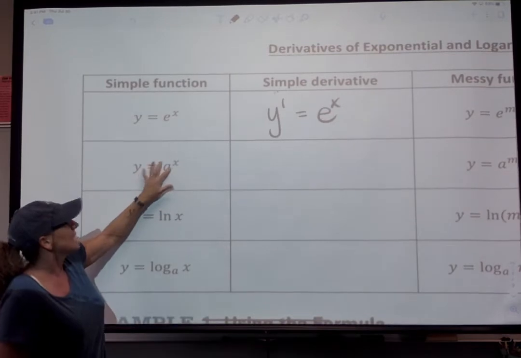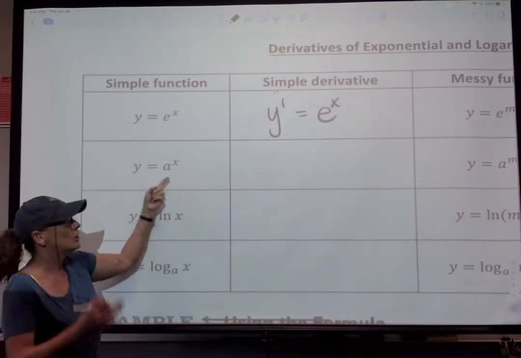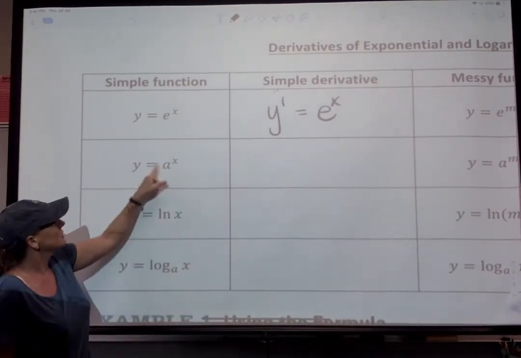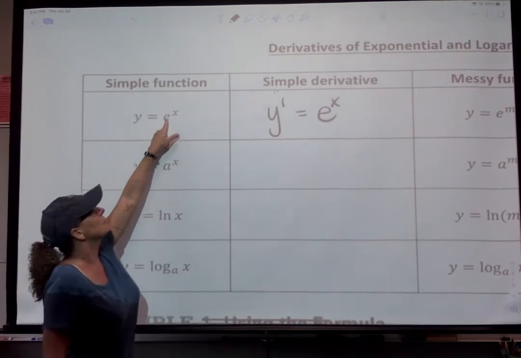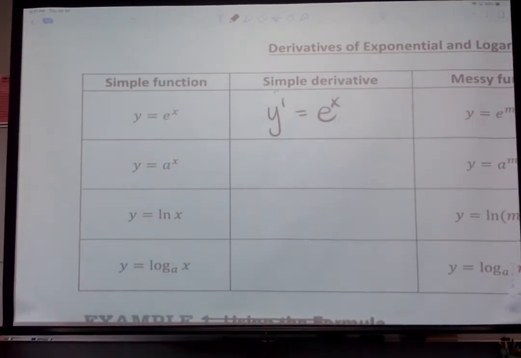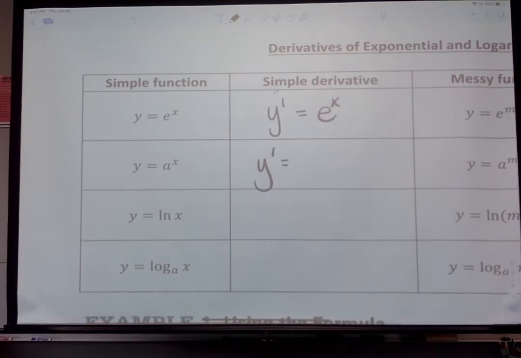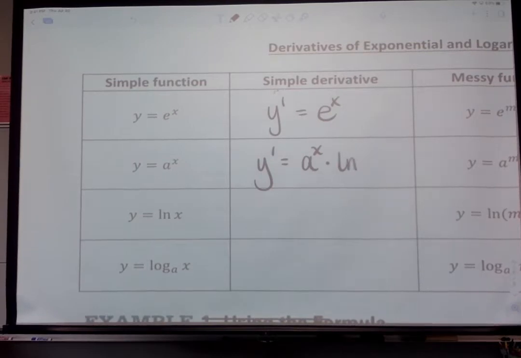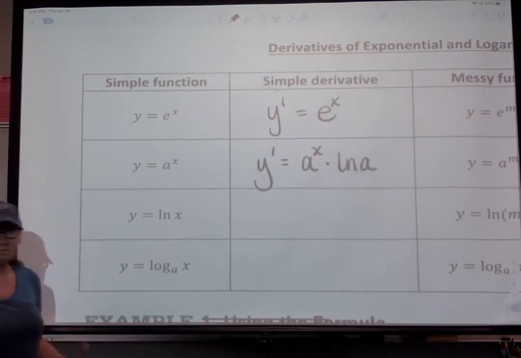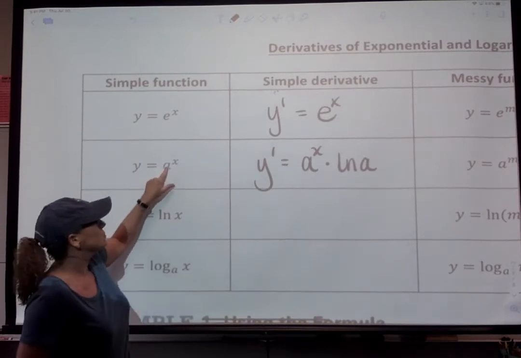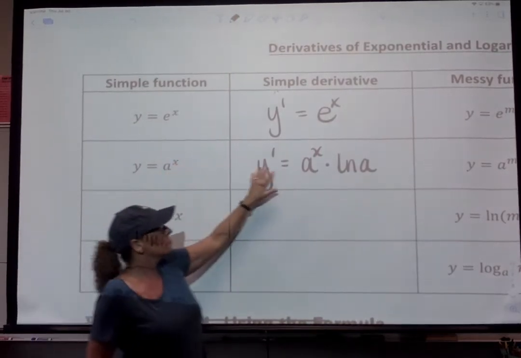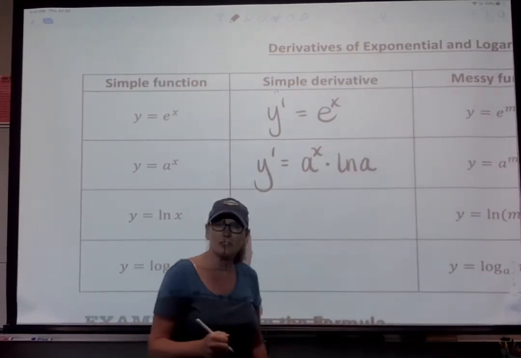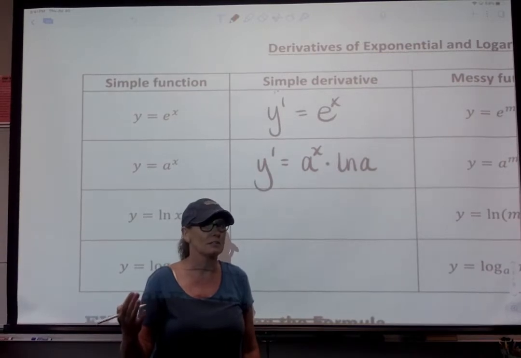The function a to the x. A could be any constant. This could be 2 to the x, 10 to the x, 11 to the x, whatever. Okay? The derivative, when you have a constant to the x power, is going to be really similar to e. So it's going to start out the same. But then it goes times the natural log of a. For example, if this were 2 to the x power, my derivative would be 2 to the x times natural log of 2. What's natural log of 2? I don't know. It's some constant.